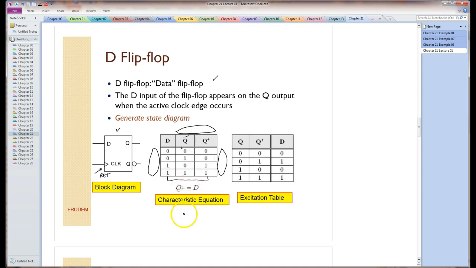And you can see that this is a characteristic equation. It used to be a really important thing to work with at a low level. We don't really look at it too much anymore. What it says is the new state is equal to D. And you can see that Q plus equals the D input.